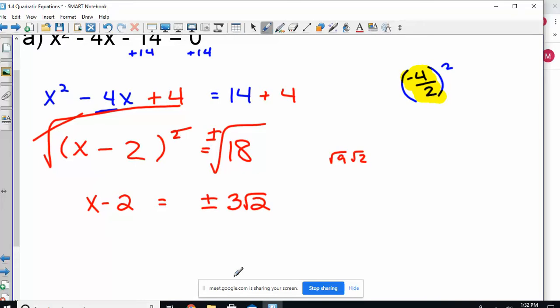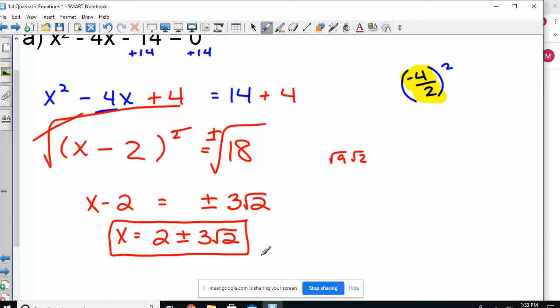Okay, next step, get the x by itself, so you add your 2. So x equals 2 plus and minus 3 radical 2. I don't want a decimal answer. I want exact answers all the time unless I specifically tell you otherwise. So that means we're going to leave this in terms of radicals. These aren't like terms, so I can't actually add them. That's it.